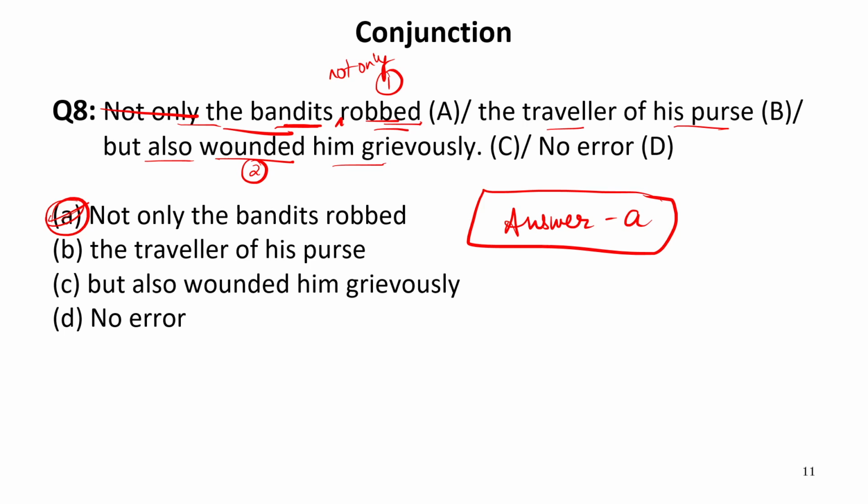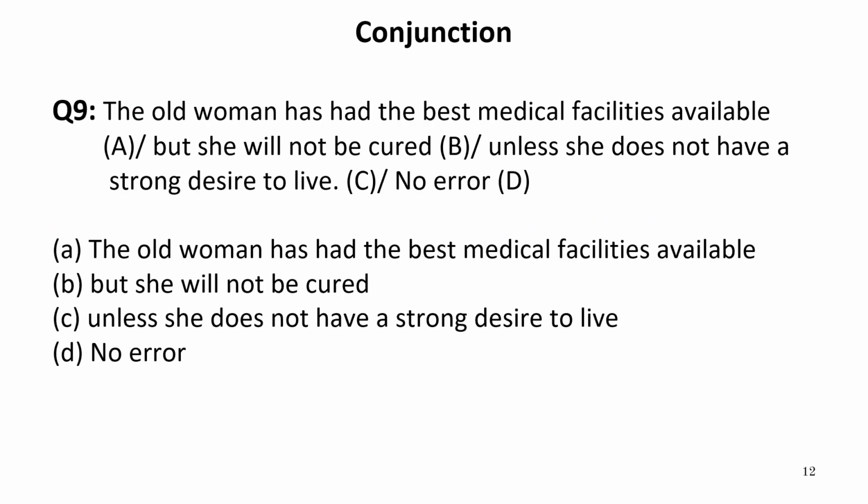Now let us move to the next one. The old woman has had the best medical facilities available, but she will not be cured unless she does not have a strong desire to live. Now, whenever we use the word unless or until, we should keep in mind that both of these words are negative words. So, unless is a negative word, that means by the time it does not happen. So, unless is a negative word, we cannot use not in the immediate after clause of unless. So this does not is incorrect over here.